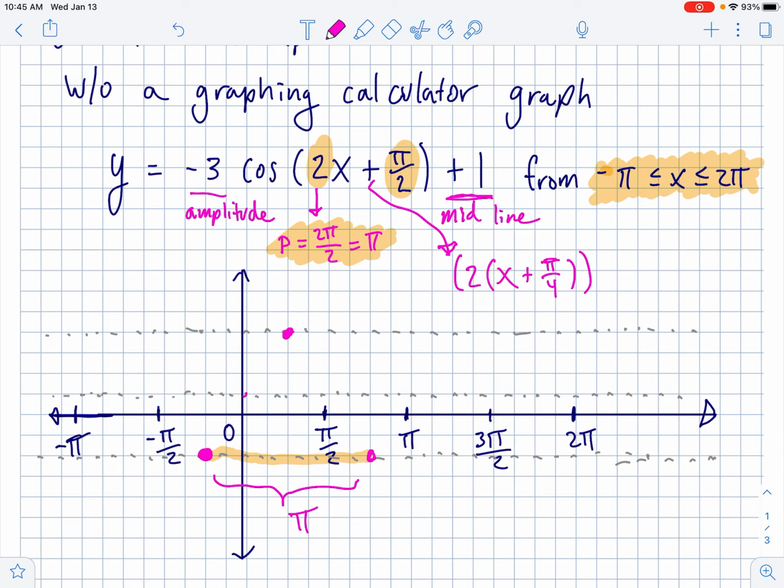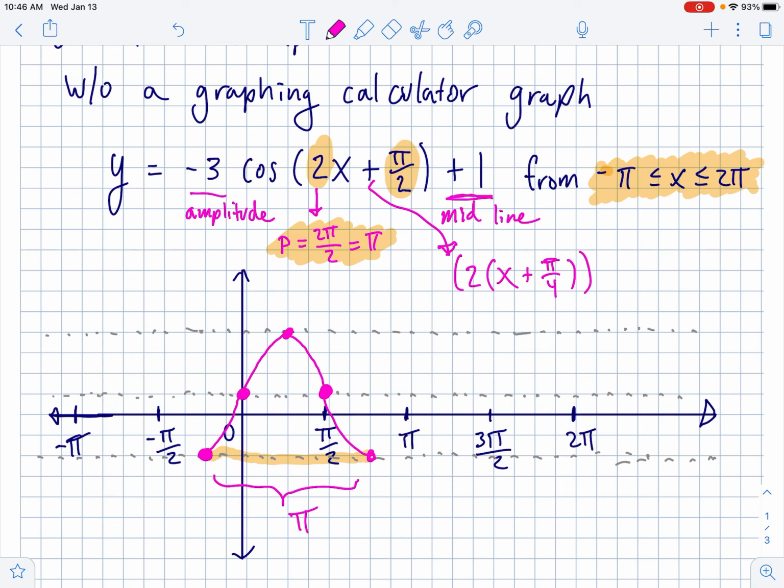So here at 0, it'll go up to home base. Then it'll go up the mountain, then back down at pi over 2, and then down to here. So that's one full period of this curve. It's an upside down cosine curve. It has a period of pi. It's been shifted pi over 4 to the left. It's got an amplitude of 3 and a center line of 1.